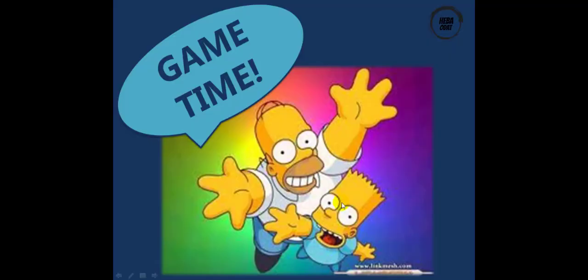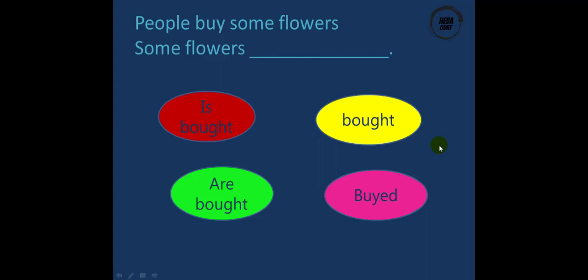Are you ready for some game time? Let's see how much you understood from this lesson so far. People buy some flowers. Let's change it into passive voice. Some flowers. Now you can pause the video and guess the right answer and then move on to see if you got it right. If you got this answer, then you are correct.